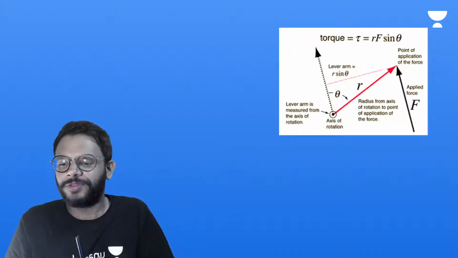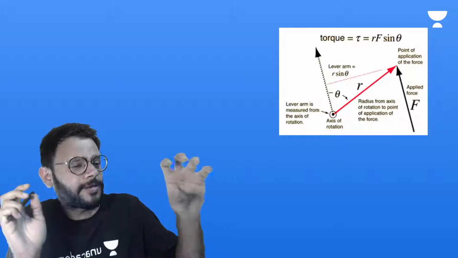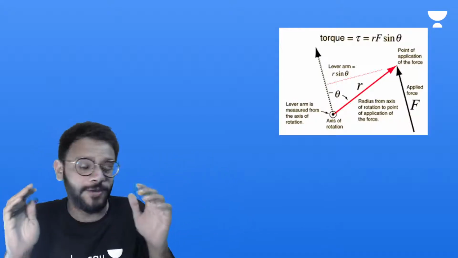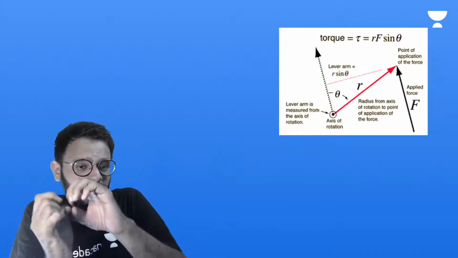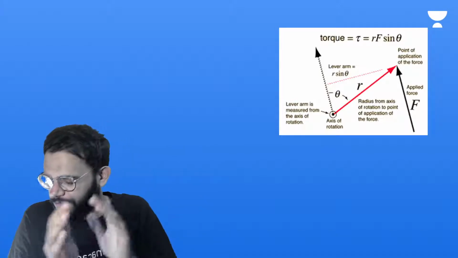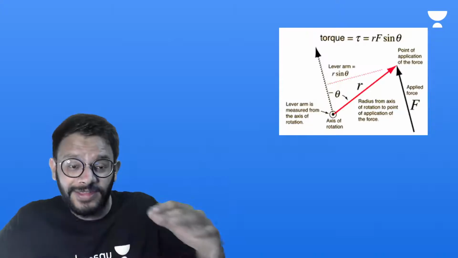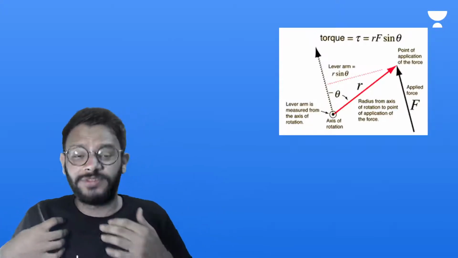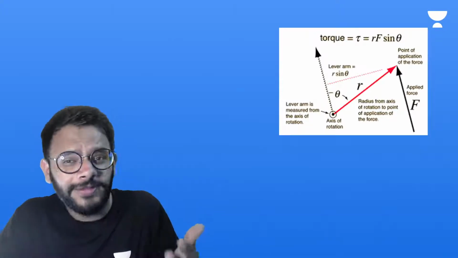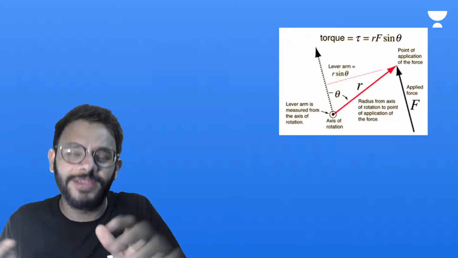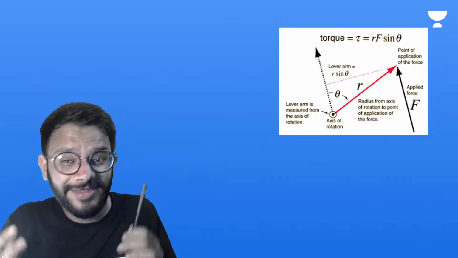I'm not kidding you. The reason why the doorknobs are at the rightmost end of the door is now pretty obvious, because the distance r, which is the moment arm or the position vector of the application of my force, is increased. And since my force is pretty much the same, the torque is going to increase and in turn help me rotate that door easily. That was how easy torque is.